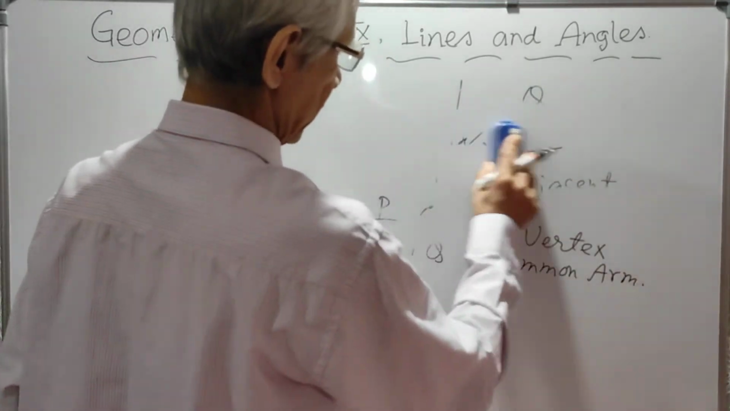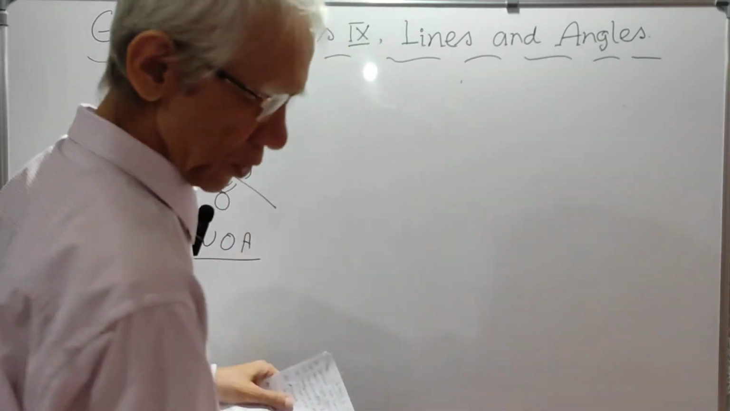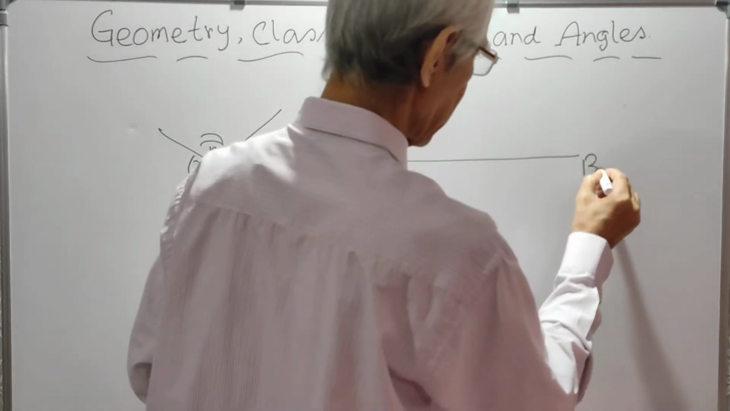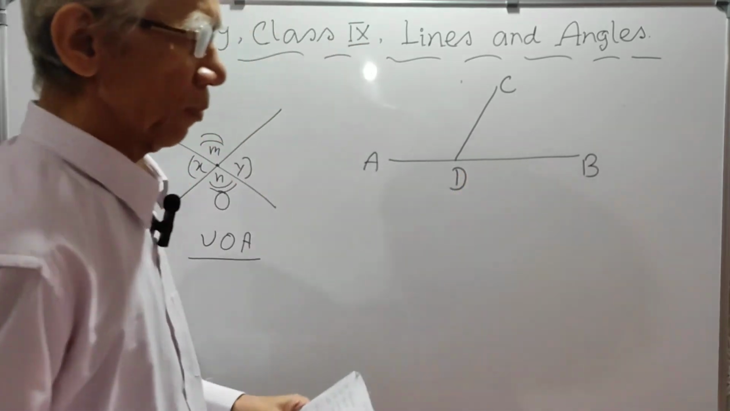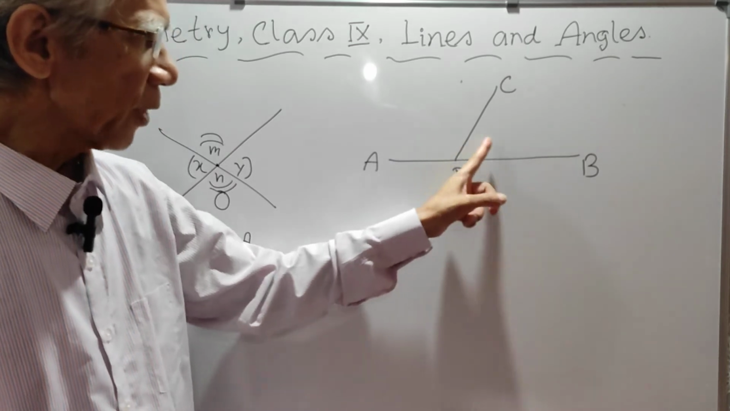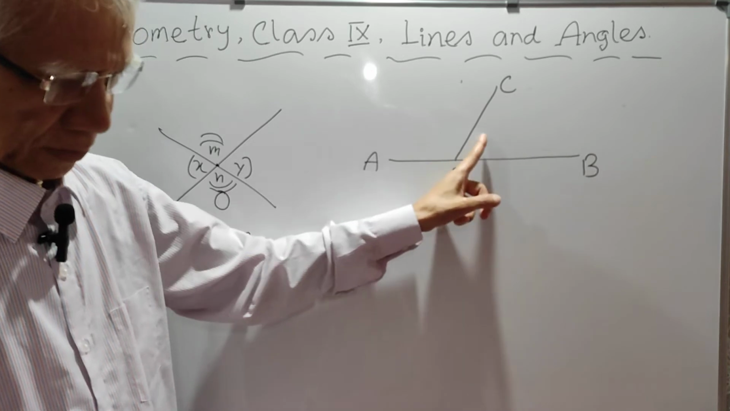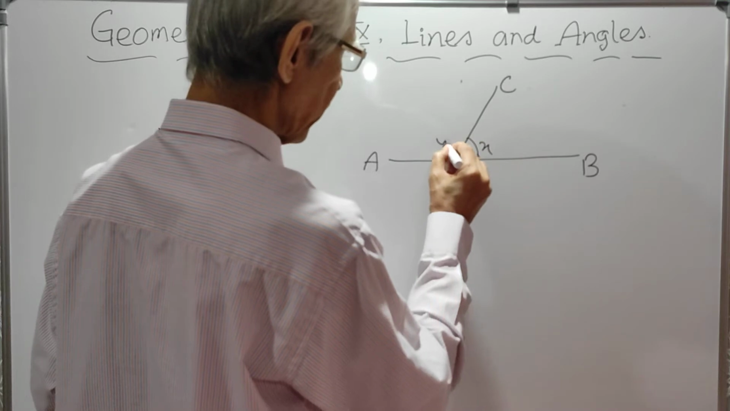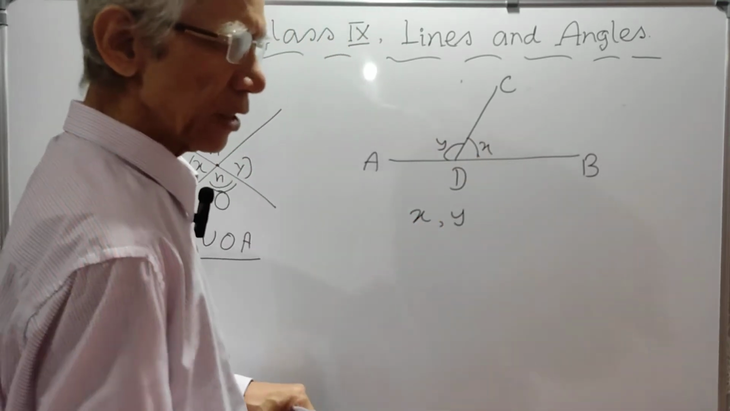Then linear pair. Now when one straight line stands on another, suppose this is a straight line AB and a straight line CD stands on it, CD. So when one straight line stands on another straight line, we get a pair of linear angles. So that is called linear pair. All right. Now this angle, suppose X we call, and this angle we call Y. So X and Y, that is linear pair.